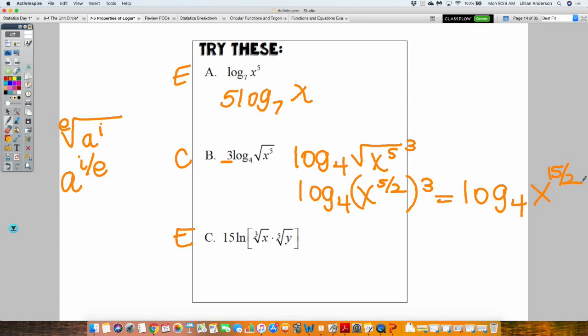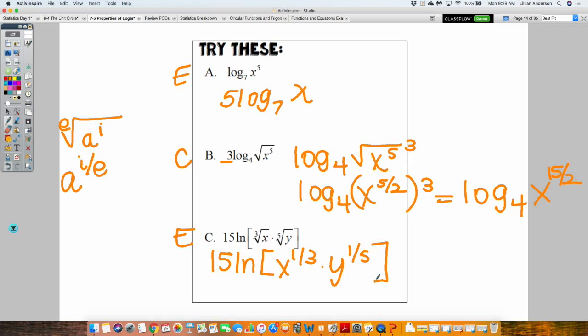Okay? We're going to need that same skill to do c because as you can see already, you got the cube root and you got the 5th root. We can actually rewrite that cube root to be x to the 1/3. And then what about the 5th root of y? y to the 1/5. Okay?